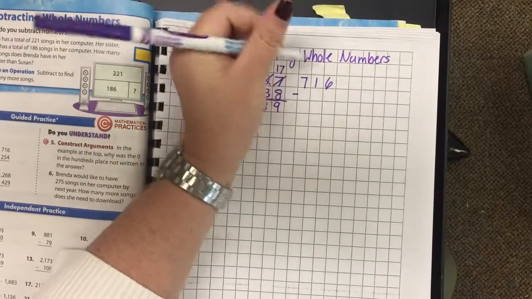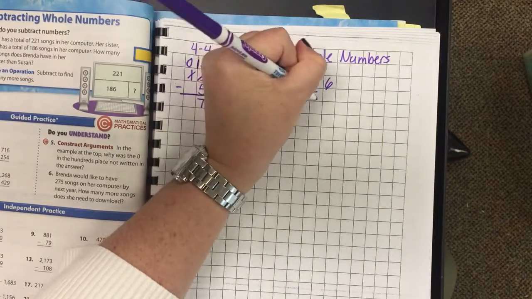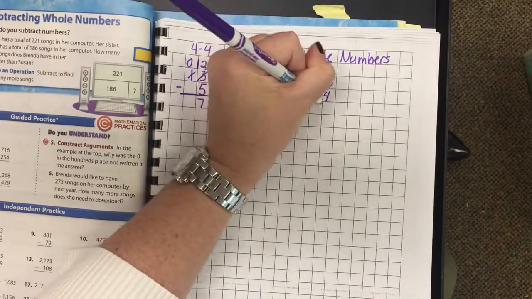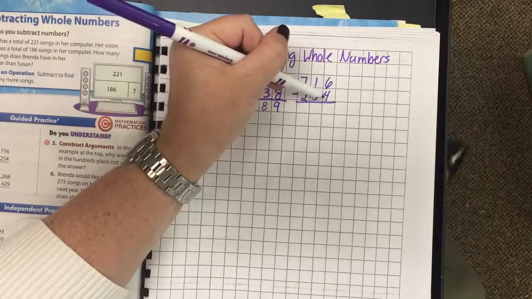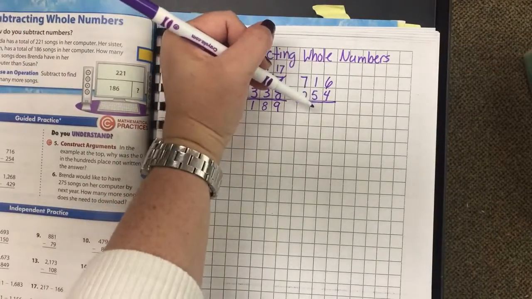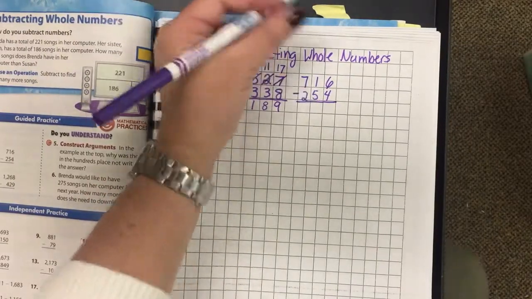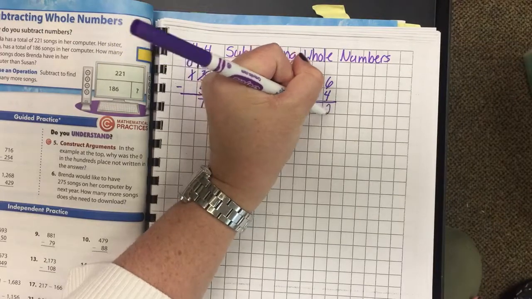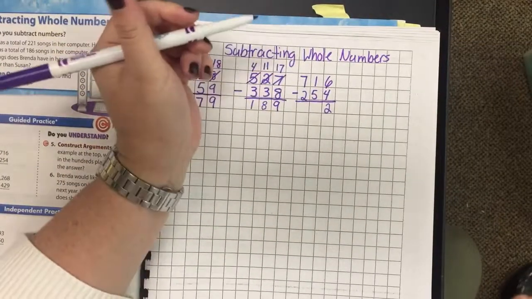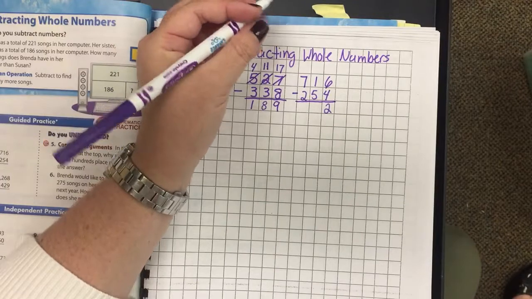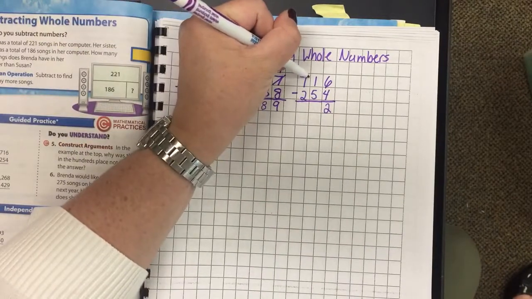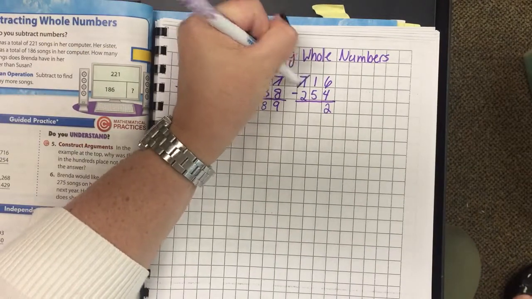716 minus 254. Oh, I like this. 6 minus 4. Can I do that? Yes. Totally can. What is it? 2. 1 minus 5. Can I do that? No. Nope. So I got to go over to my 7. Borrow a cup of sugar.